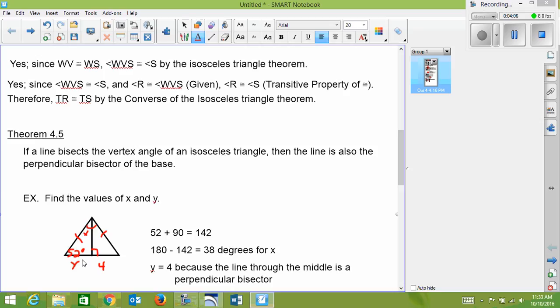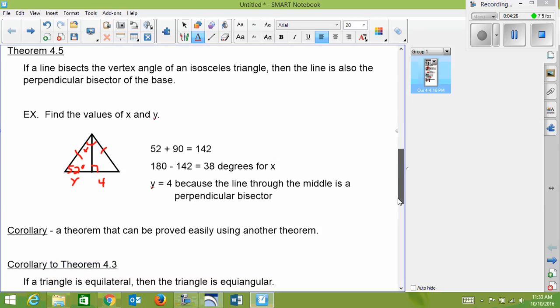And the y is actually pretty simple. It has to be 4 because this is a vertex angle. It means that the line drawn through here, if that bisects it, then it's the perpendicular bisector, which means these two have to be equal to each other. It's bisecting the line across from it.